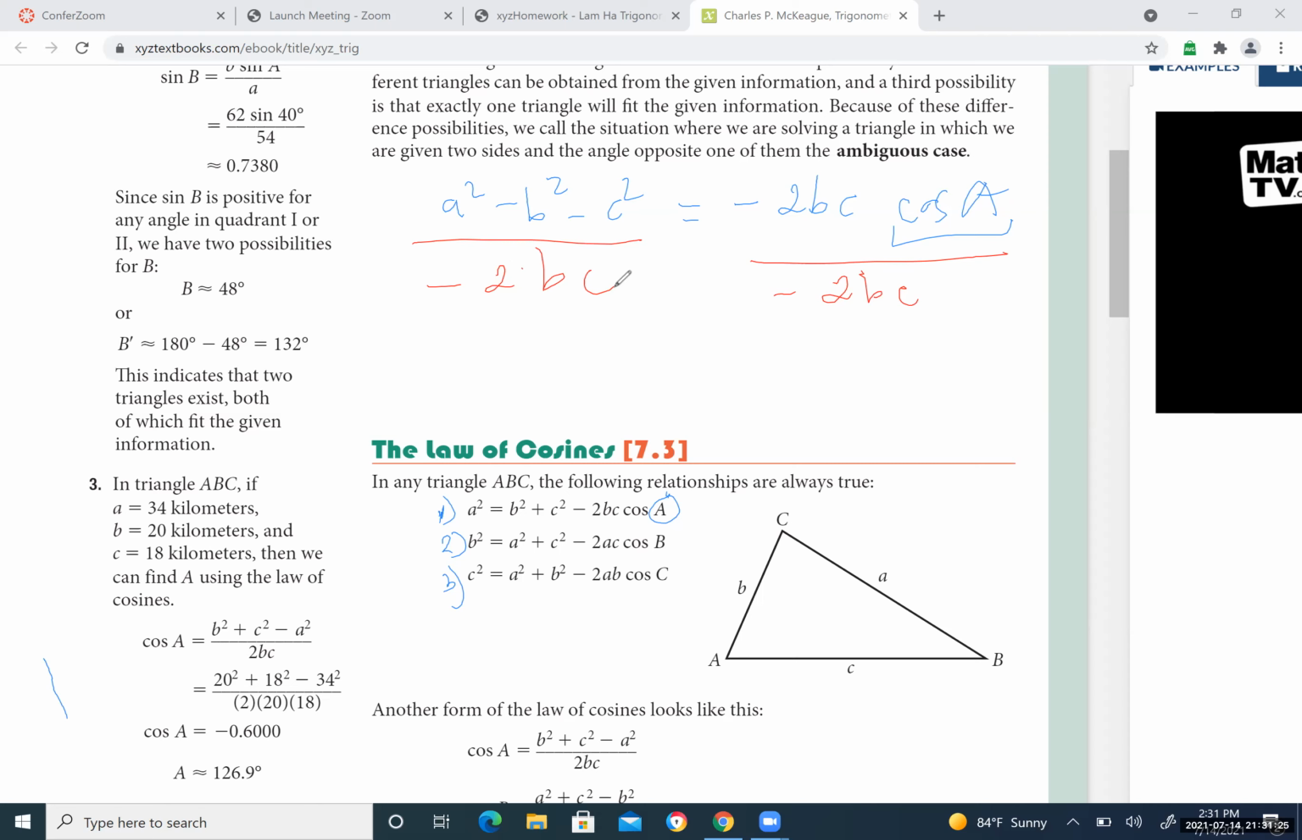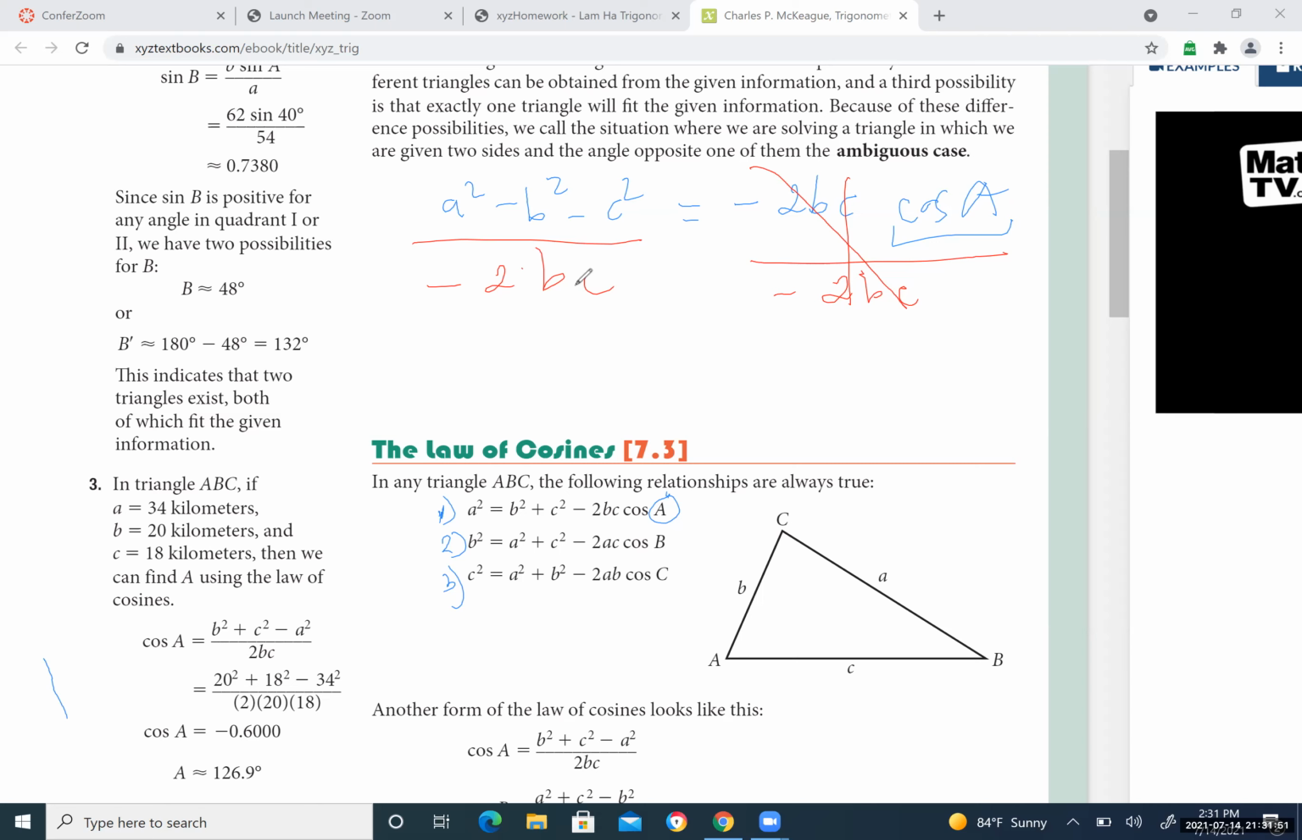If we use this formula, then we have next. On the right side, things cancel, so we only have cosine A. On the left side, we have a squared minus b squared minus c squared divided by minus 2bc. You can leave it like this and plug in the values to find cosine A.